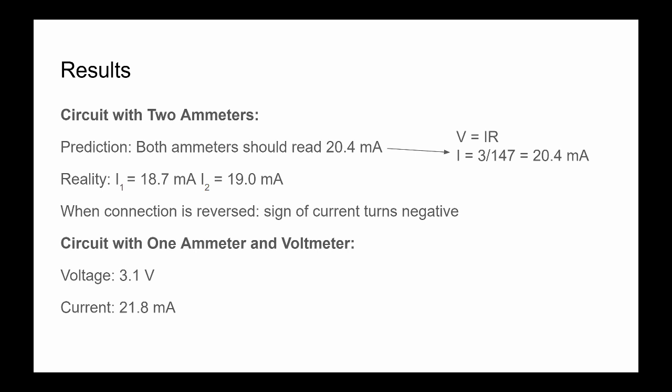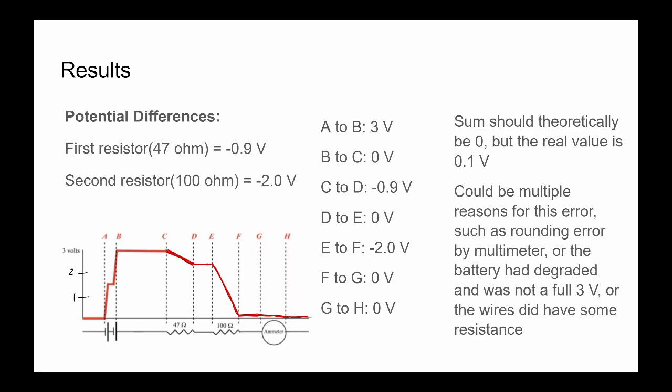And once we switched one of the multimeters to voltage, we read that the voltage was 3.1 volts, which makes sense. It's around the battery. And the current was 21.8 milliamps, which is around the predicted value. And for the potential differences, the first resistor, 47 ohms, had a 0.9 voltage drop, and the 100 ohm resistor had a 2.0 voltage drop. And when you find all the potential differences and graph them, you'll notice the loop rule shows and it basically goes down to 0. But it's basically 0.1 volts, and that could be because of rounding error by the multimeter, or the battery wasn't fully 3 volts, or the wires had some resistance that we didn't account for.